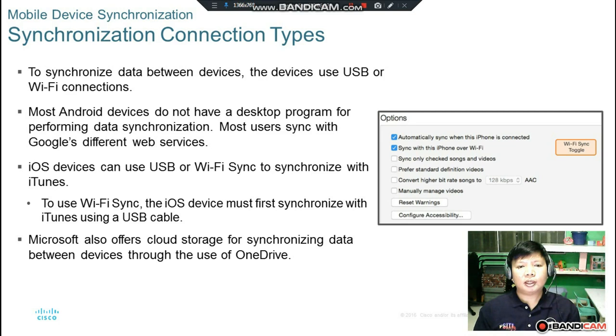iOS devices can use USB or Wi-Fi sync to synchronize with iTunes. To use Wi-Fi sync, the iOS device must first synchronize with iTunes using a USB cable. Microsoft also offers cloud storage for synchronizing data between devices through the use of OneDrive.